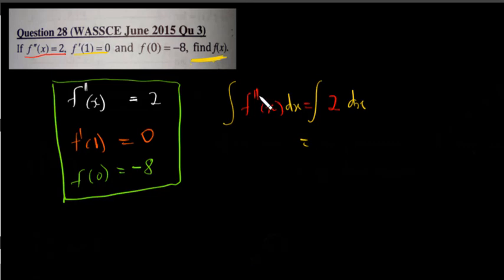So when I integrate f prime prime of x with respect to x, it reduces the derivative from the second to the first. So I'm going to get f prime of x here. And when I integrate 2, I'm going to get 2x. And after 2x, I have to add a constant of integration. So I will have 2x plus, let me add a b here. Let me try to explain this before we go on.